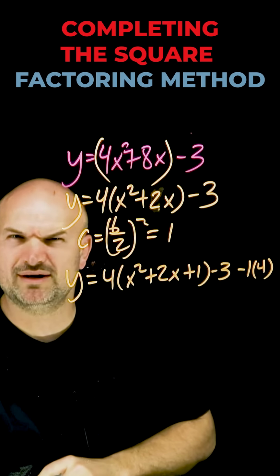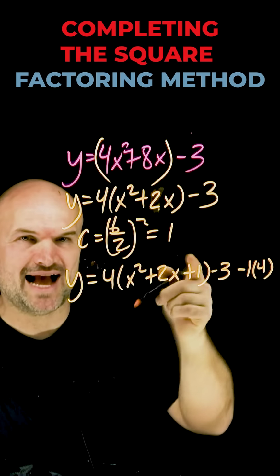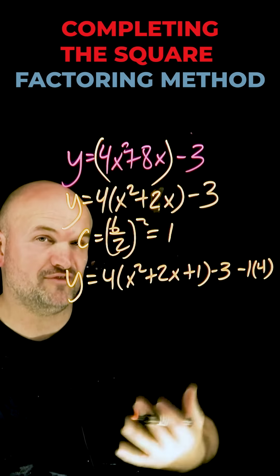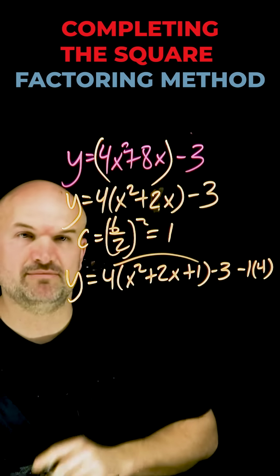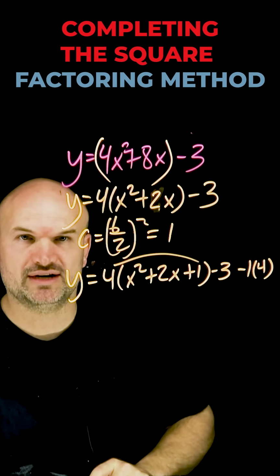Now, you might be asking, where did this 1 come from? It's really important to understand. I added a 1 inside the parentheses, but I'm really not adding a 1 on this side of the equation, because via the distributive property, this 1 is being multiplied by 4. So therefore, if I subtract the 1, which I did, I also need to make sure it's multiplied by 4.